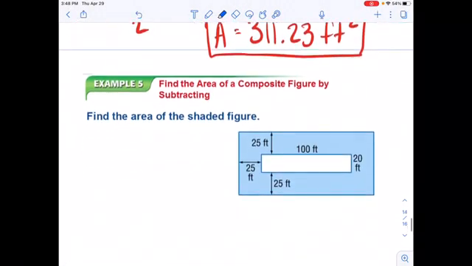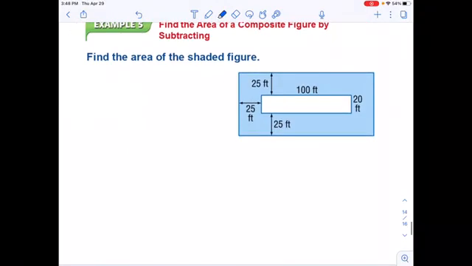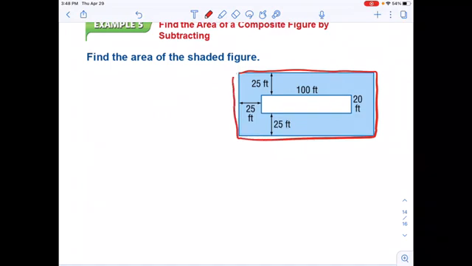Alrighty. This next one, we are going to find the area of a shaded figure. There's a couple ways you could go about this. You could split it into different shapes if you wanted to, and find the area of each of those and add them. You could split it a different way, but similarly. Or you could find the area of the whole entire thing and subtract out the non-shaded area.